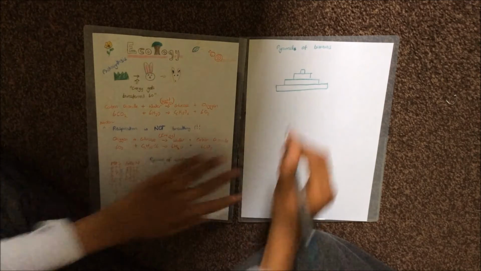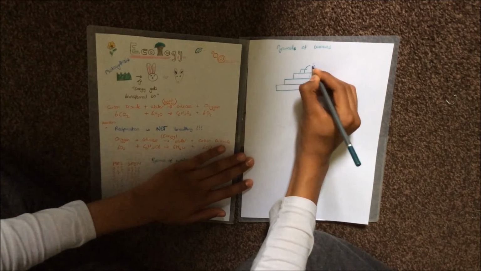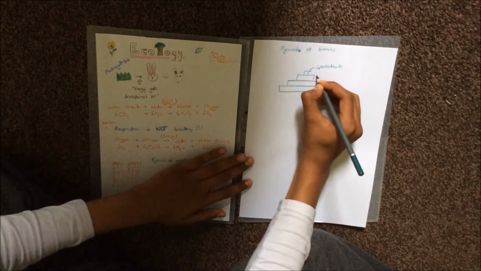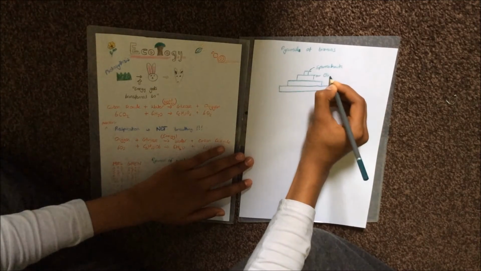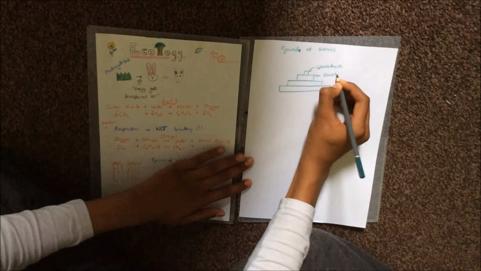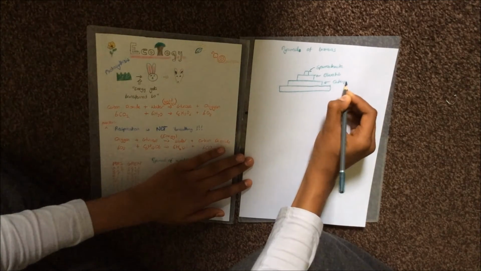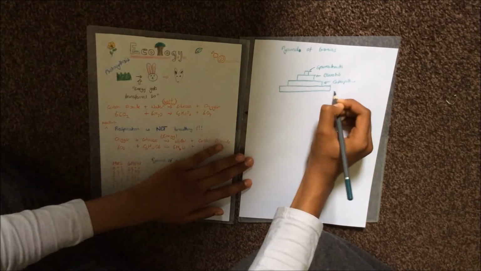So let's label this as well. So we have sparrowhawk, blue tit, we have caterpillar, and we have oak tree.